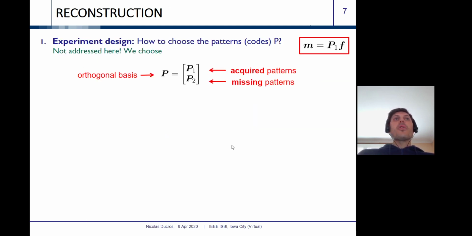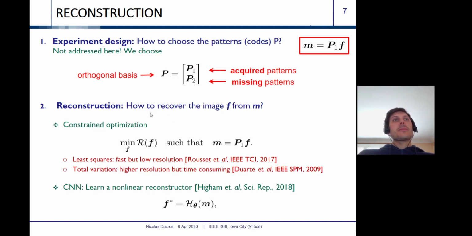Reconstruction now. Before performing the reconstruction, we have to design the experiments. We have to choose the patterns. This is a very interesting question, but I will not address it here. I will just say that we choose our patterns within an orthogonal basis. P is the full basis. P1 is the matrix containing the acquired patterns, and P2 the matrix containing the missing patterns. In the following, I will consider Hadamard patterns.